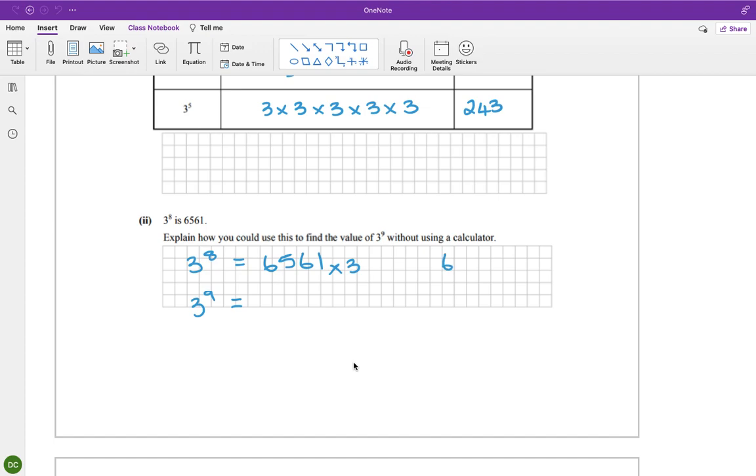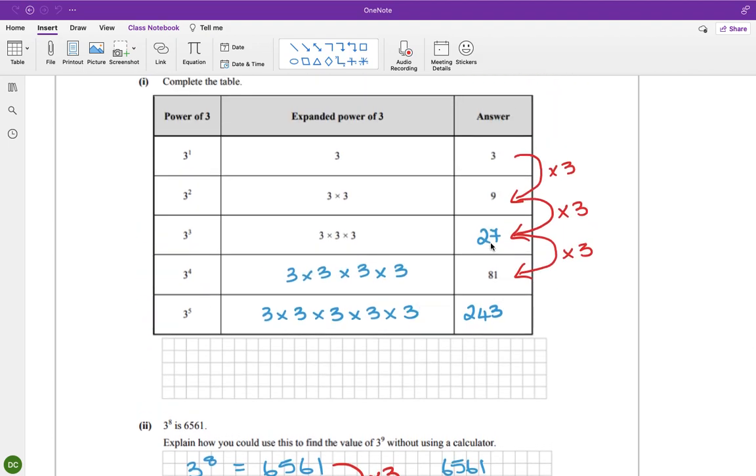So 6561 multiplied by 3, 18, 15, 16, and then 19. So 19,683 is the answer, but it's not really about the answer. It's more about explaining how you do it. So you simply multiply by 3 because that's how you get from term to term the whole way down.